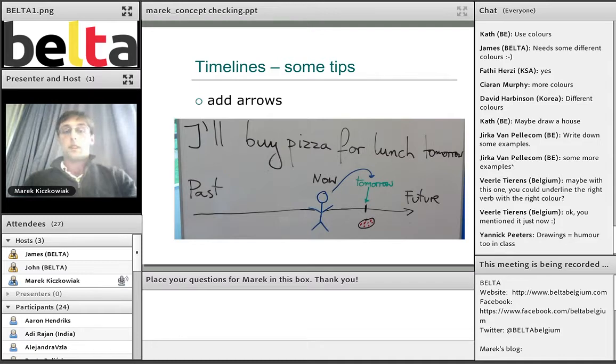So for example, for a sentence, I'll buy pizza for lunch tomorrow. I think it's important to establish with will that you make the decision now. You're going to buy, you will buy pizza tomorrow, but the decision was made now. So that's why I drew a little Marek standing under now, and drew an arrow going to green tomorrow, and then that blob full of red dots. That's a pizza. That's my impression of pizza. As I said, I'm not a big drawer, but I try.